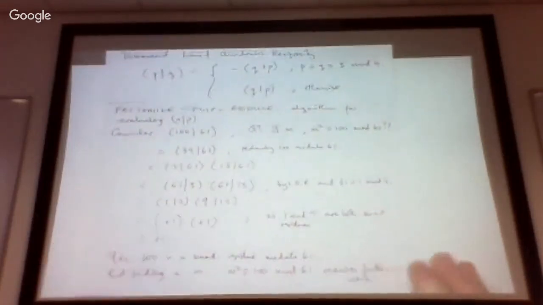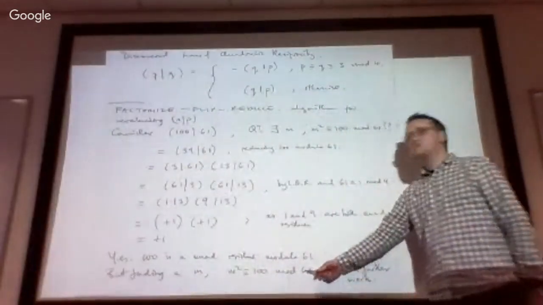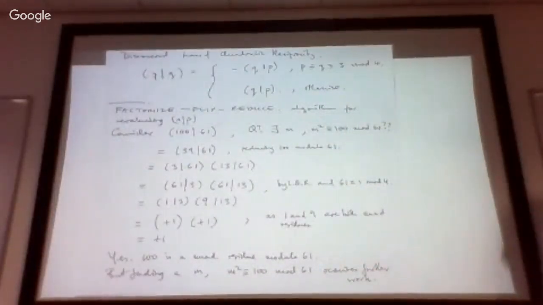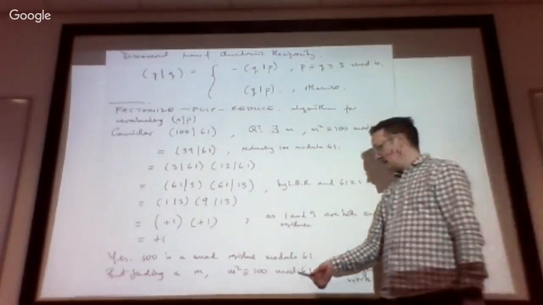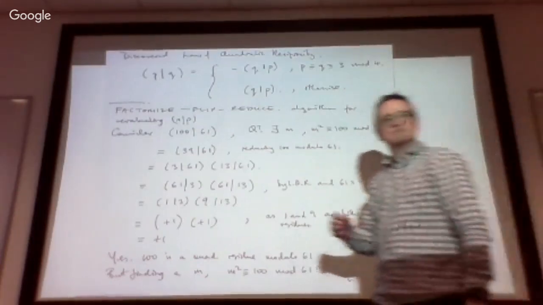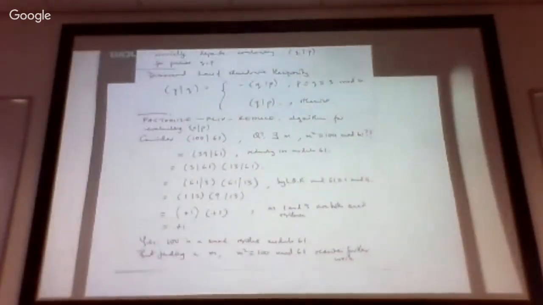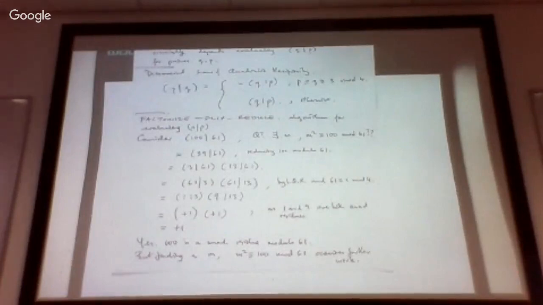In terms of what we've described, I think we probably just would have to resort at the moment to trying everything. Testing all the numbers between 1 and 30, because they're the first half of the elements modulo 61, and looking for which of them squared gives us 100. So that's another example of our factorize, flip, reduce. Any questions about it, or any queries?